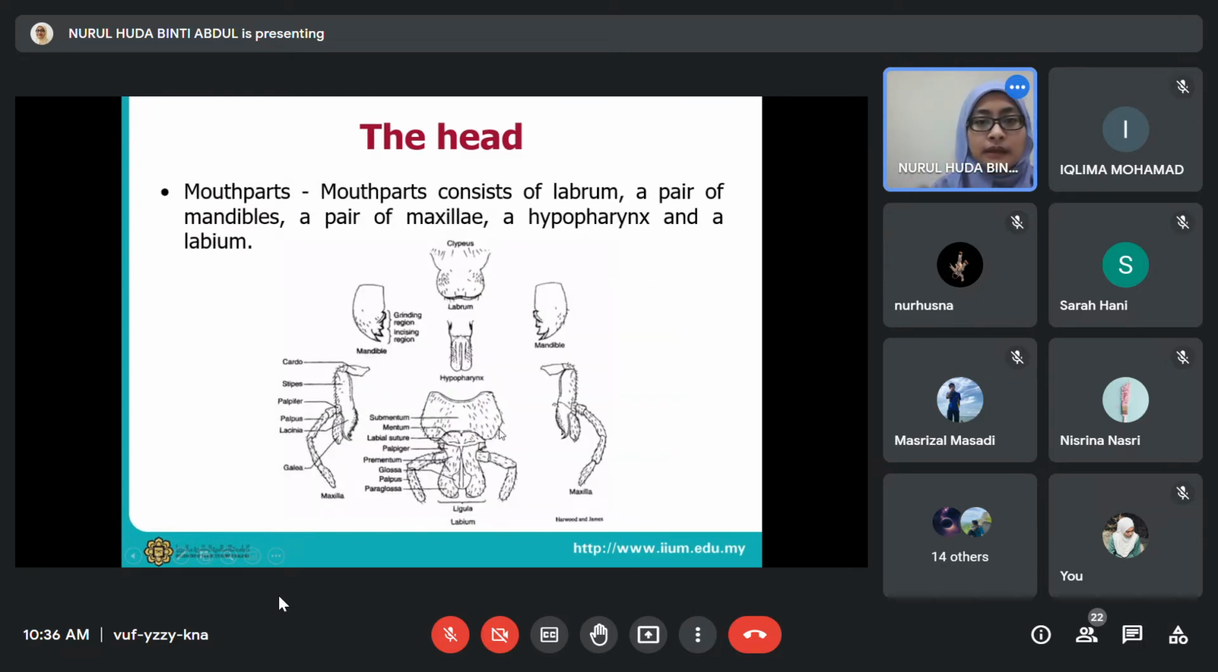Okay, so now mouthparts. In the head, there are mouths for feeding. The mouthpart consists of labrum, a pair of mandibles, maxilla, hypopharynx, and many other parts. Here you can see the maxilla.